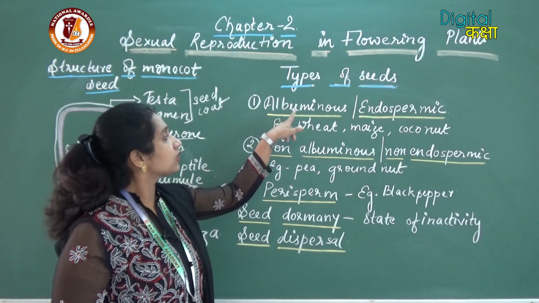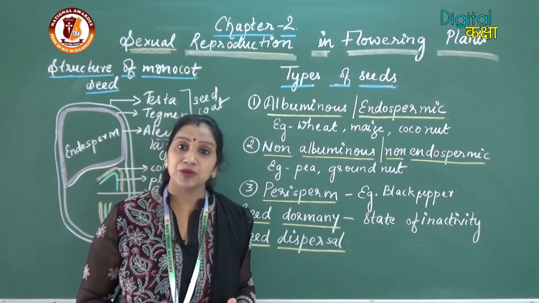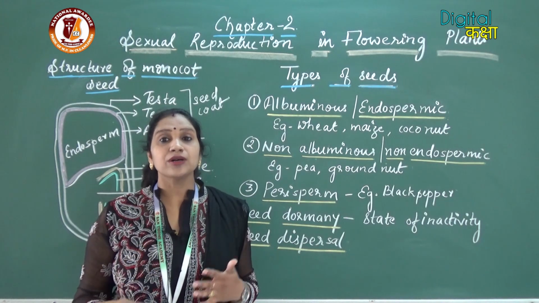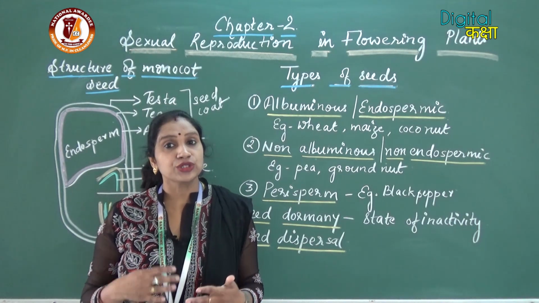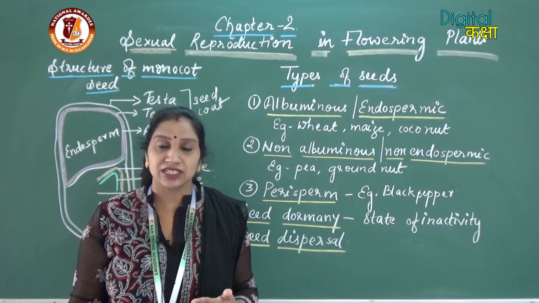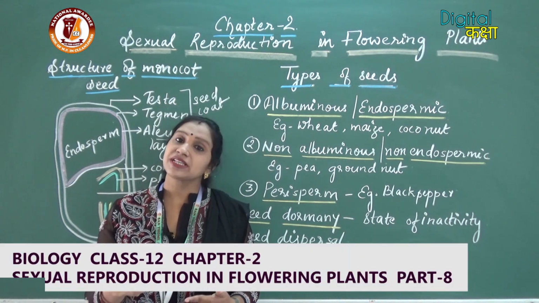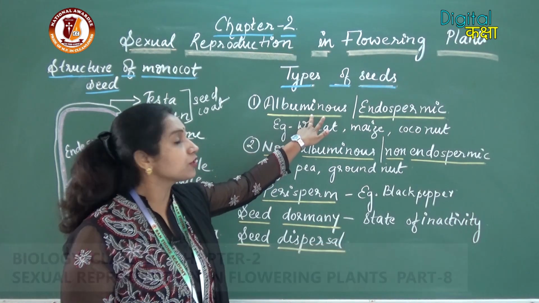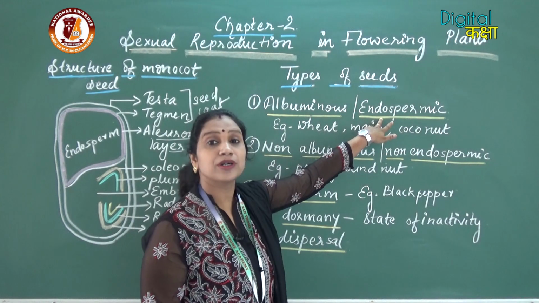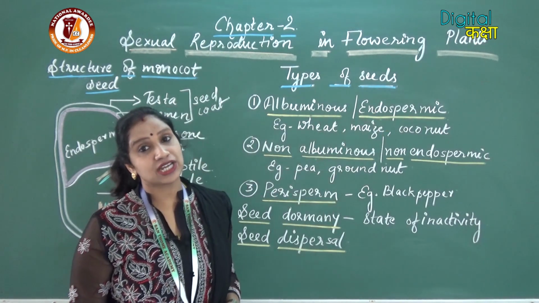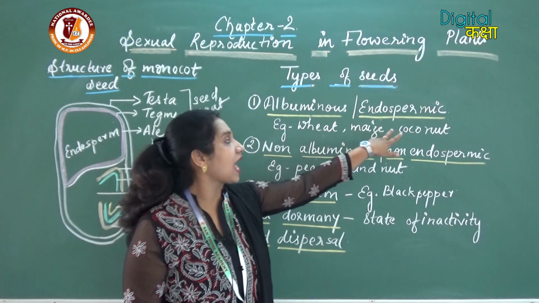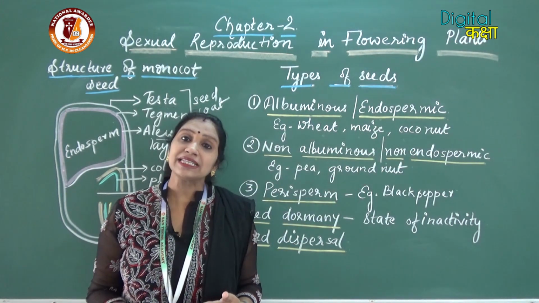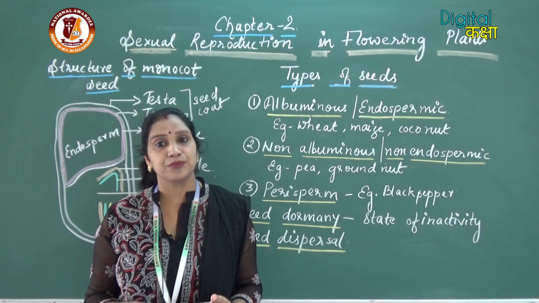Now, the first one, that is albuminous seeds or endospermic seeds, as the name indicates, here the endosperm is left, or we can say the residual endosperm is present. So such seeds in which the residual endosperm is present are called albuminous seeds or endospermic seeds. Examples of such seeds are wheat, maize and coconut. So in this type, the endosperm is not completely consumed by the embryo.